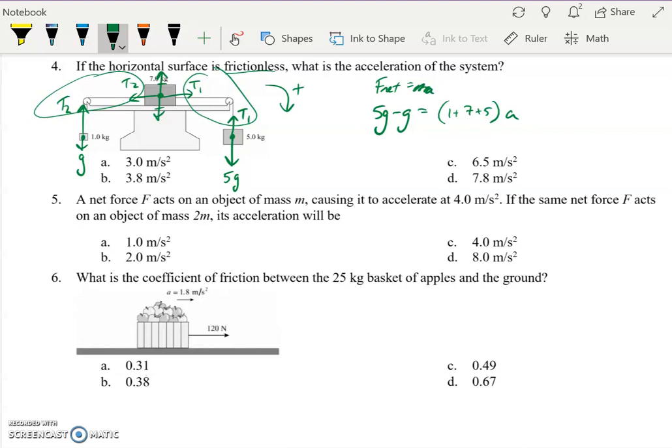If there was friction, we would have to take that into account for the 7 kilogram block and subtract 7 times 9.8 times mu, but there is no friction in this case. So we're just left with 4G equals 13A. So 4 times 9.8 divided by 13 is 3.